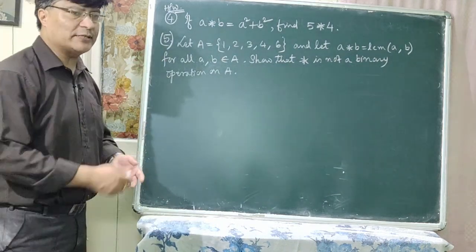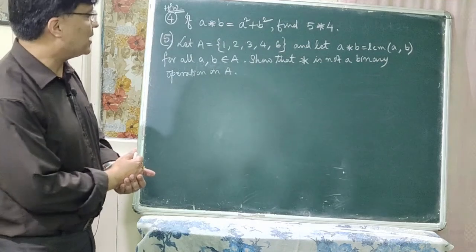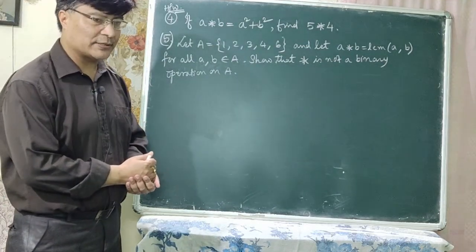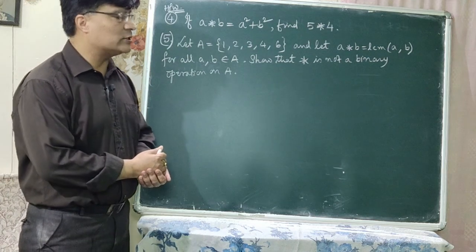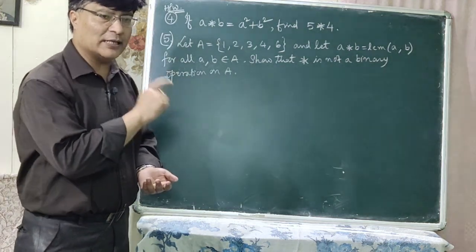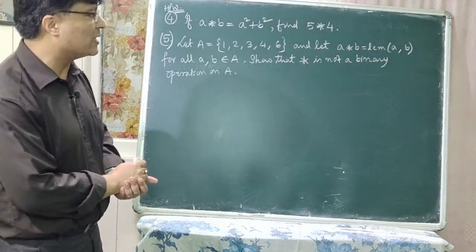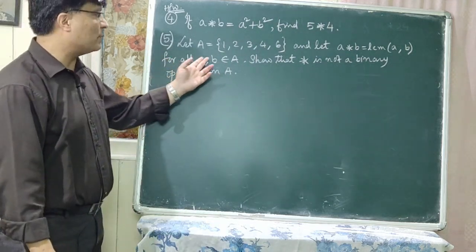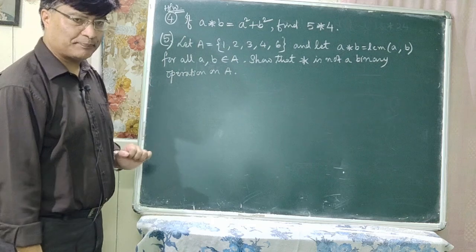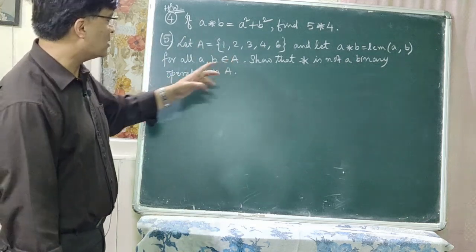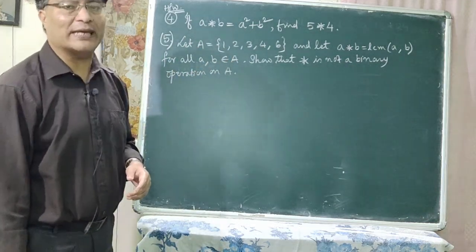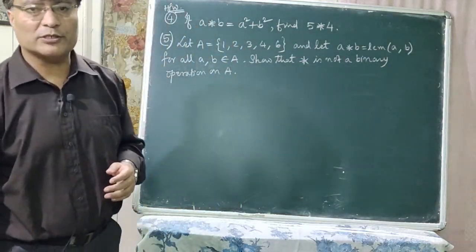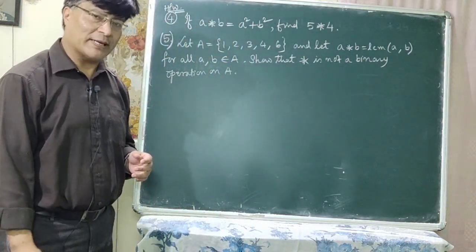So question number 5 is: let set A is equal to 1, 2, 3, 4, 6. And let A star B is equal to LCM of A comma B. LCM within bracket A comma B means LCM of A and B, for all A comma B belongs to the set A. You have to show that star is not a binary operation on A.